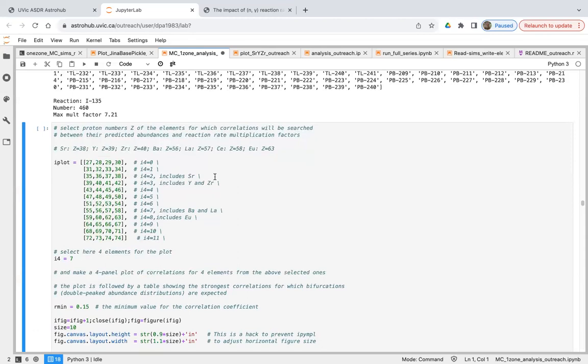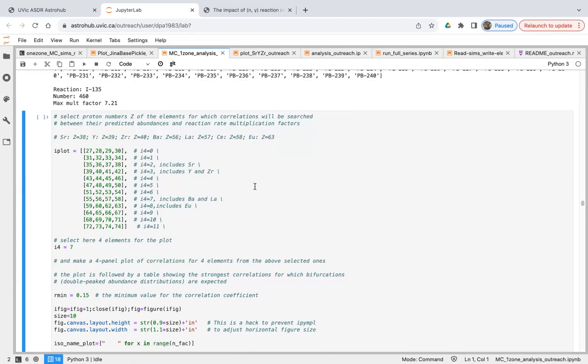And now we have read in all data we need for analysis. And now we begin the detailed analysis of the results of our Monte Carlo calculations. The first cell that does this analysis makes the so-called 4-panel plot of correlations for 4 selected elements. You can select elements by selecting this number I4.